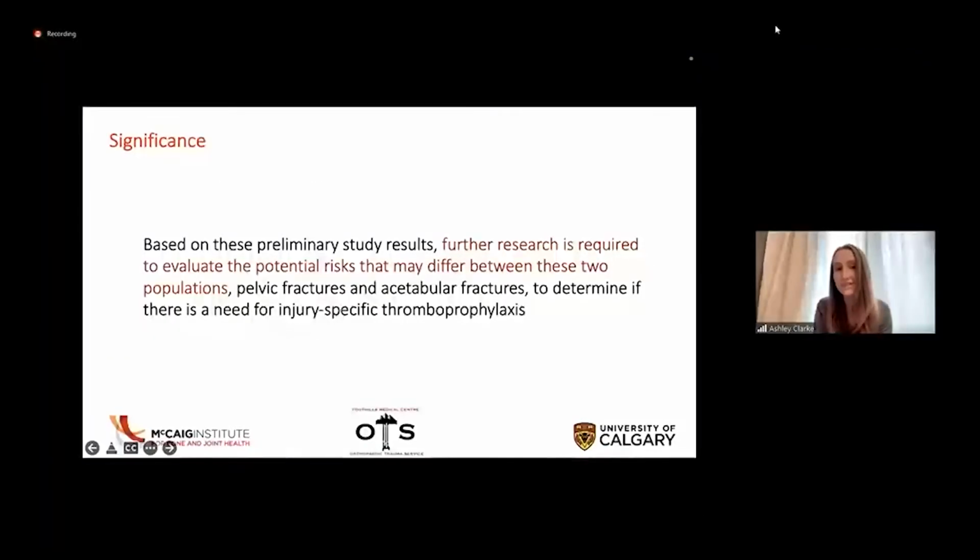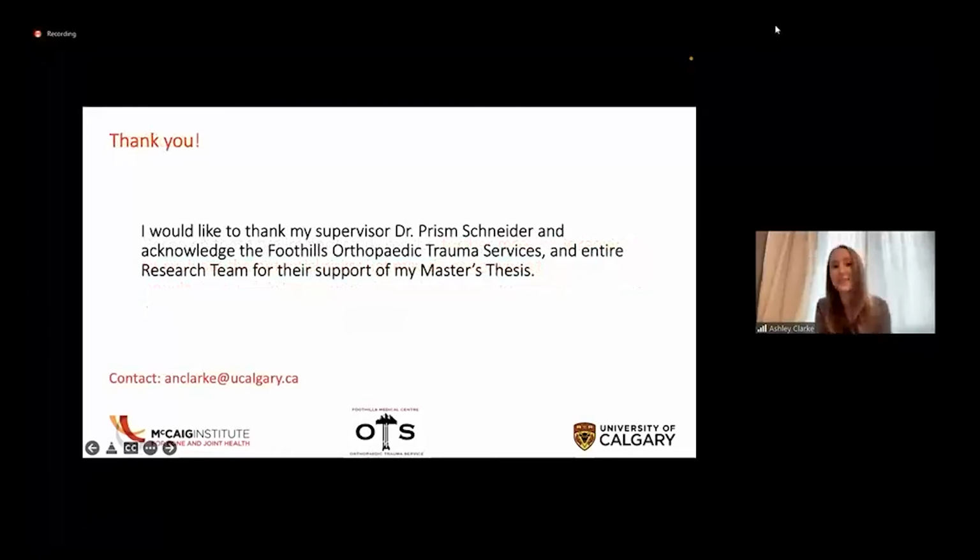Now, based on my results so far and the small sample size, further research is required to evaluate potential risks that may differ between these 2 populations, our pelvic and our acetabular fractures, to determine if there may be a need for injury-specific thromboprophylaxis.